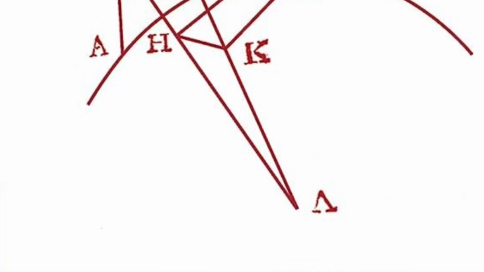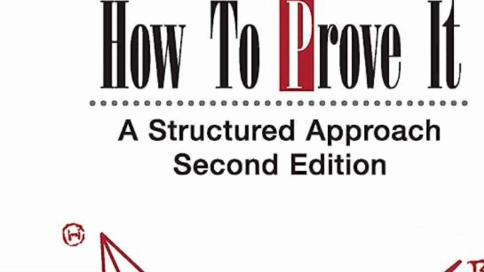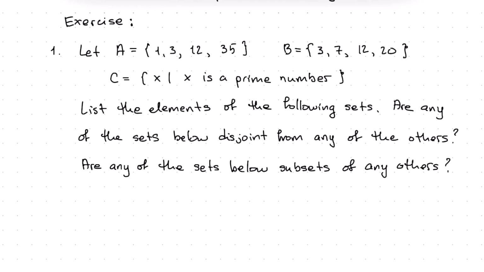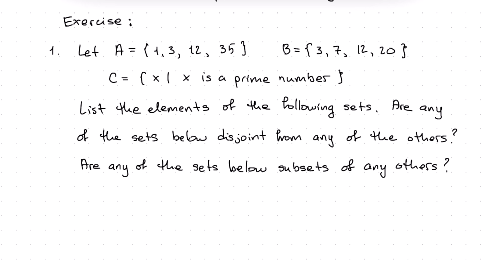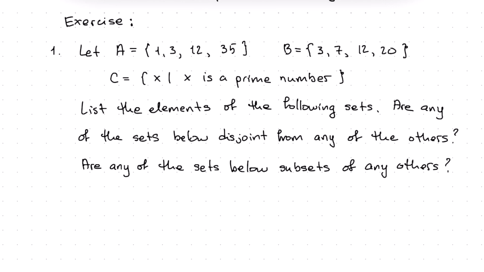Chapter 1.4, Operations on Sets, from a book called How to Prove It. We are given three different sets, A, B, and C. A consists of elements 1, 3, 12, and 35. B has elements 3, 7, 12, and 20. And C is read as elements of X such that X is a prime number.